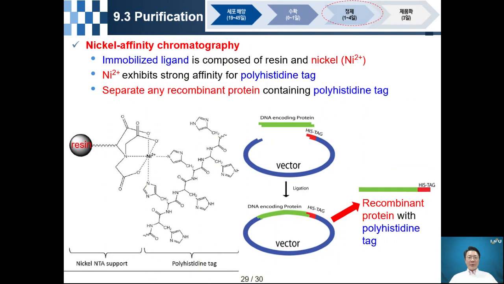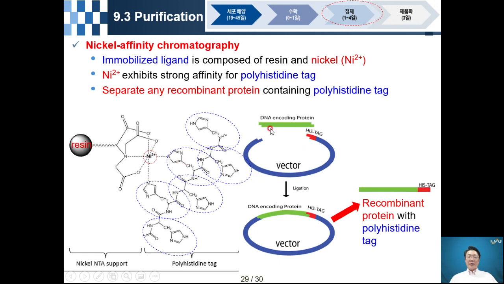Okay, so in this slide, I will explain another affinity chromatography, especially nickel affinity chromatography. In nickel affinity chromatography, the immobilized ligand is composed of resin and nickel, specifically nickel 2+. This nickel 2+ ion exhibits strong affinity for polyhistidine. So this is histidine, histidine, histidine, histidine. For example, six histidines compose the polyhistidine tag. Usually the nickel ion has a strong affinity for neighboring histidine, especially this nitrogen. Between the nitrogen and the nickel, non-covalent bonding exists.